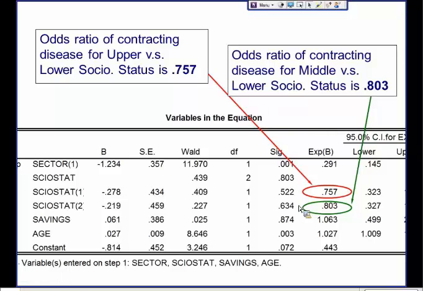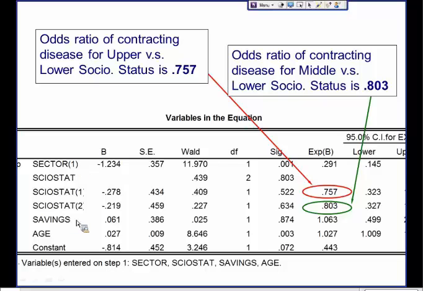But the sector is still, right? Sector has a p-value of 0.001. That means what? Sector is a significant factor. If you live in sector 1, your odds is less to get disease than living in sector 2. Remember, sector parenthesis 1 is an indicator variable indicating sector 1, right? And sector 2 is a base class.